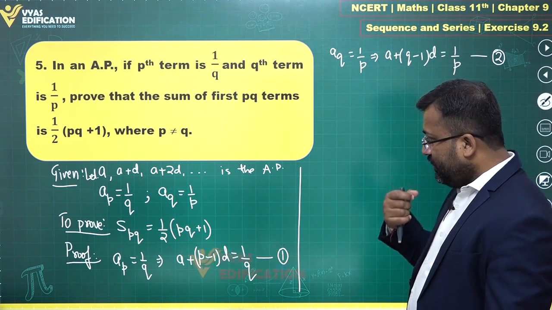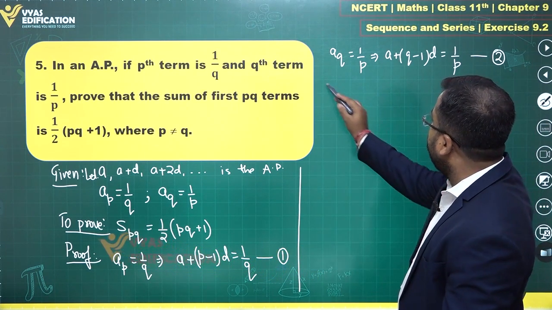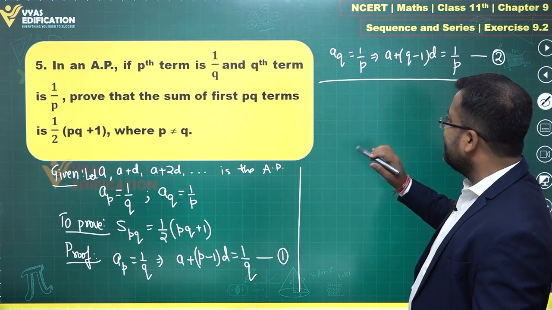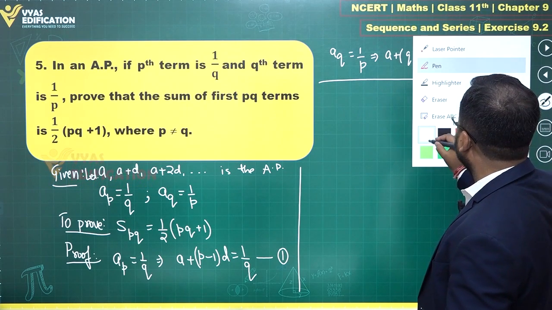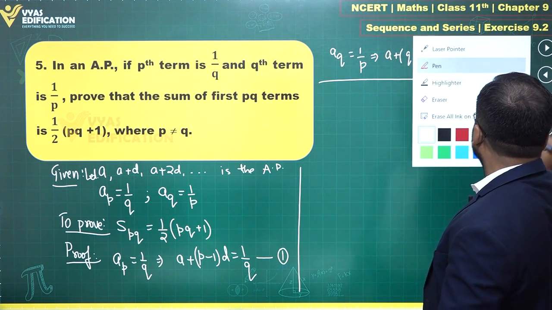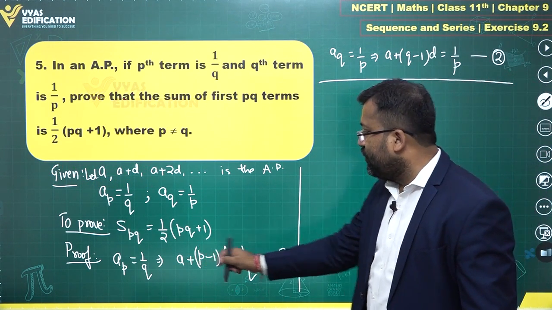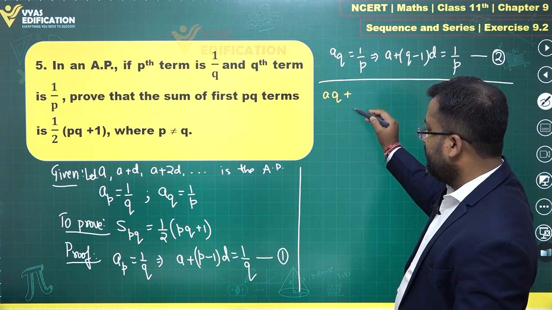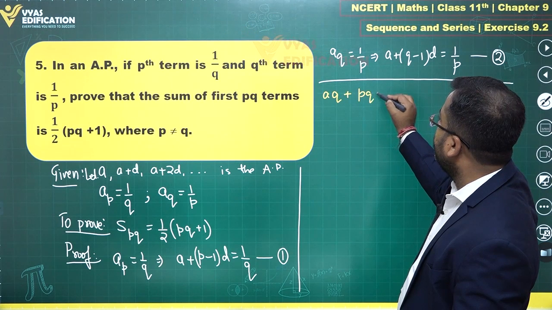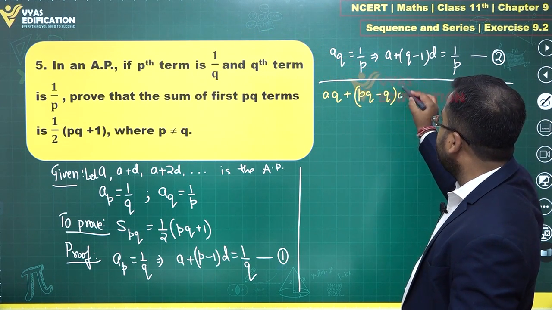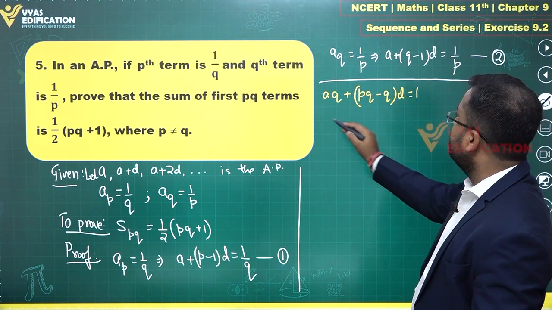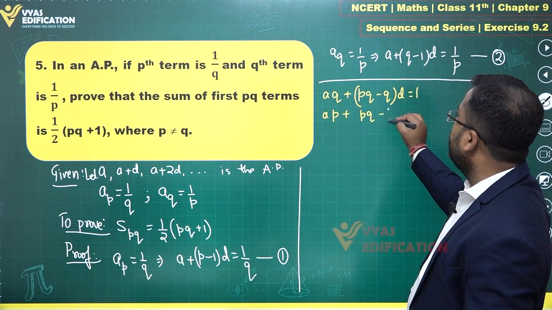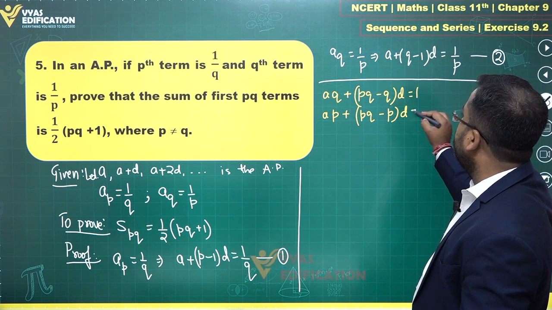Okay. So I would like to subtract, yes, but first I would like to make a small modification. These two equations are there. I can easily subtract them, but can I also write these two equations in this particular form? Let's multiply with this Q. This is AQ plus PQ minus Q times D, which is equal to 1. What about this? This is AP plus PQ minus P times D is equal to 1.